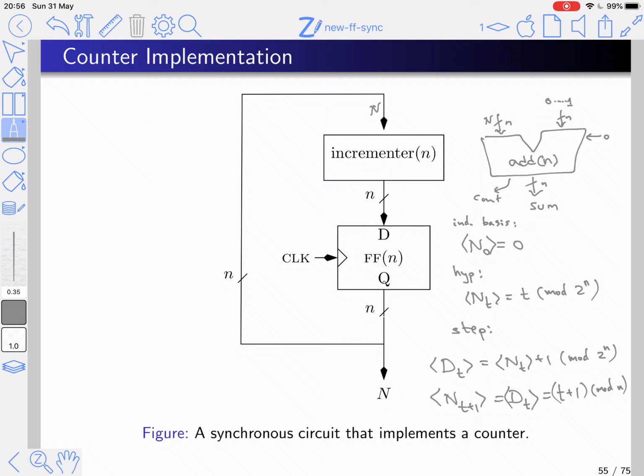I want to emphasize this part holds because of the functionality of the incrementer, and this part holds because of the induction hypothesis applied to n of t. Very good. So this completes the correctness of this implementation.